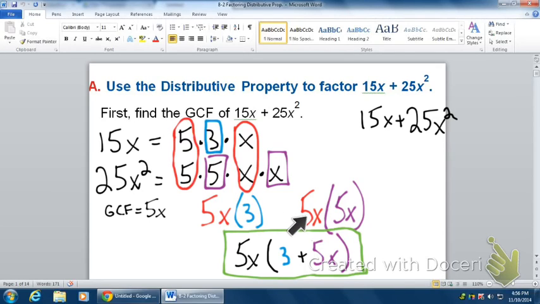Now to put it all together, you have your 5x, which is our greatest common factor, on the outside. And whatever terms you have here of 3 and 5x, you just put inside the parentheses. And then lastly, to check your answer, so our answer is in green. To check our answer, if you distribute this out, 5x times 3, you get 15x. If you did 5x times 5x, you get 25x squared. Okay? How cool is that? All right.